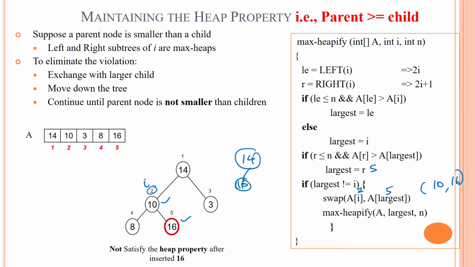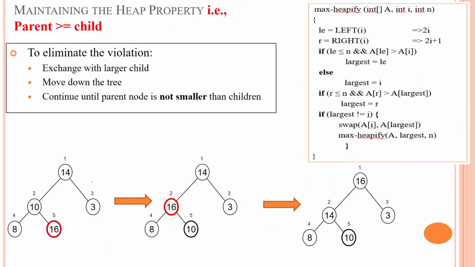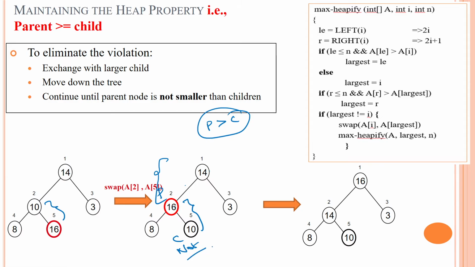It will become 16, then here 3, so here 8, then here it will be 16. So this is what is given here. You look at that. When you are swapping the 10 and 16, 16 will become the parent, then 10 is becoming the child. Still it is not satisfying the heap property. The heap property here is parent should always be greater than the child value, but here 16 is less than the 14, so it is not satisfying the heap property. So if it is not satisfying the heap property, we have to swap 14 and 16.